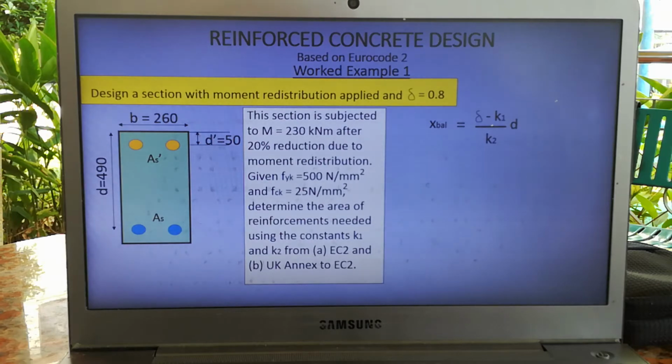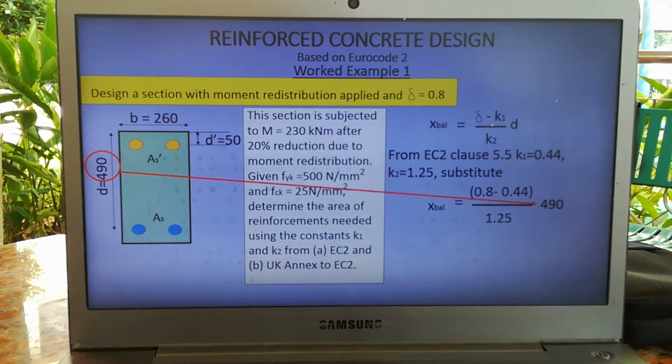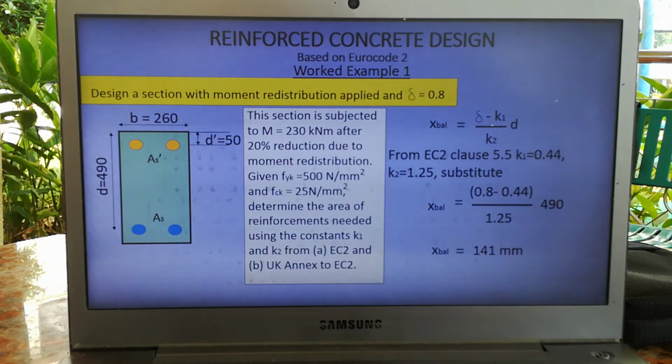We bring the equation to the top. According to EC2 clause 5.5, the values of K1 and K2 are 0.44 and 1.25 respectively. We substitute those values and get this. How do we get this number? 0.8 is delta, which is the proportion of moment after redistribution. 0.44 is K1. 1.25 is K2. 490 is the depth of tension reinforcement. The calculated value of x balance is 141 millimeters.